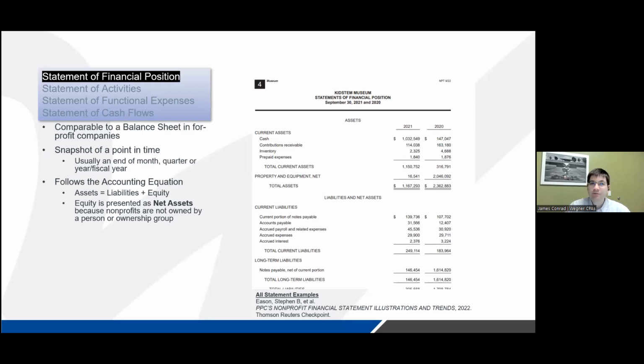Now, those of you familiar with for-profit statements, equity is presented as net assets on nonprofit financial statements. There's no ownership for nonprofits. That's one of the purposes of nonprofits, that there are no shareholders. The structure has a board that has oversight, with either an executive director, CEO, something to that effect. Structure can vary from company to company, but it's important to know net assets is pretty equivalent to equity.